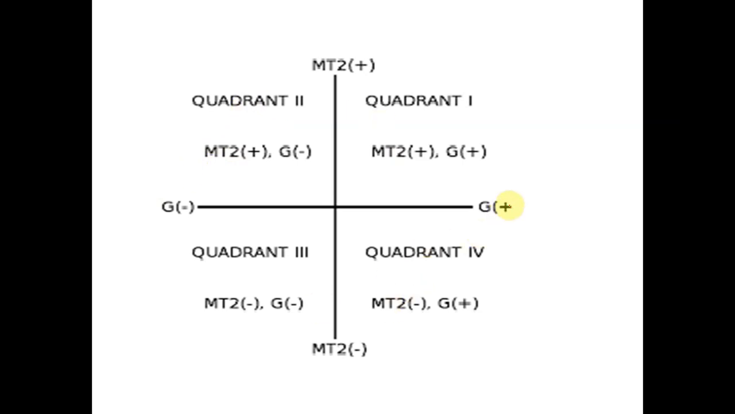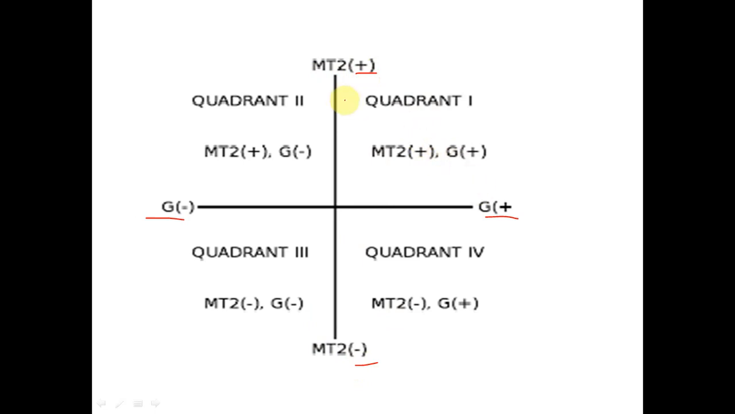On the x axis the gate is applied. This is the positive gate side, and this is the negative gate side. The MT2 terminal is the positive side on this one, and this one is the negative side. This is the first quadrant.